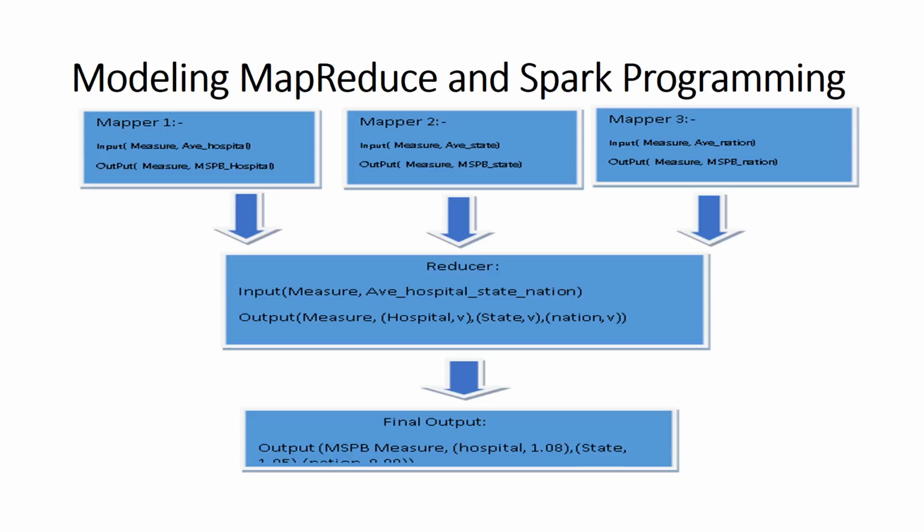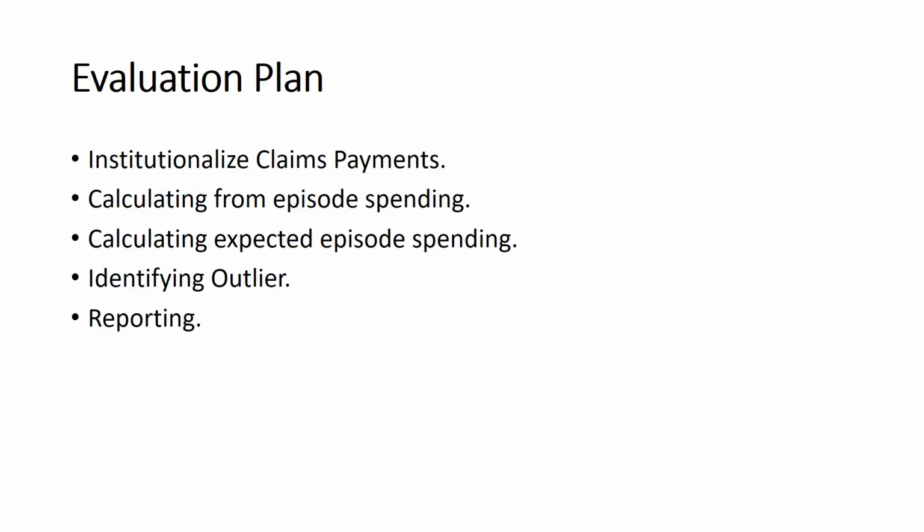The MapReduce programming framework has 3 fundamental parts: the mapper, shuffle and sort, and the reducer. MapReduce essentially is a basic computation layout with functions that a client can implement. The mapper function takes a key-value pair and changes it to a list of key-value pairs. So this is all about modeling, MapReduce, and Spark. Now the evaluation plan.